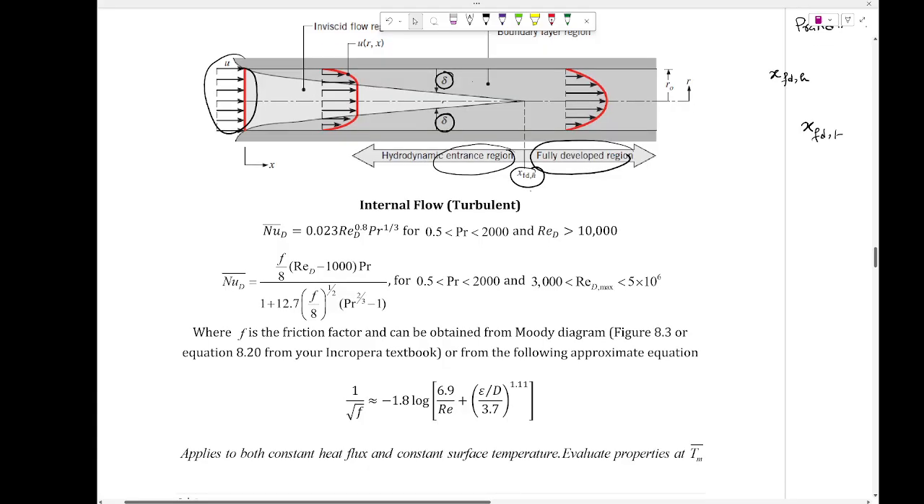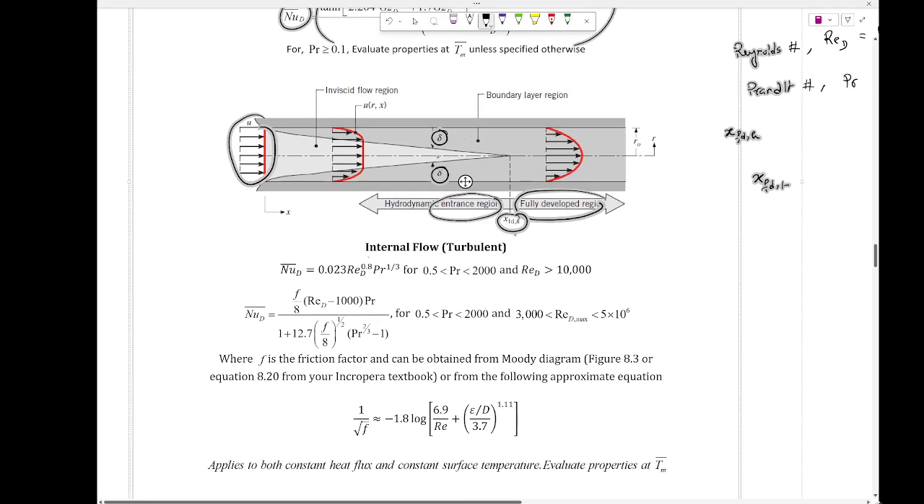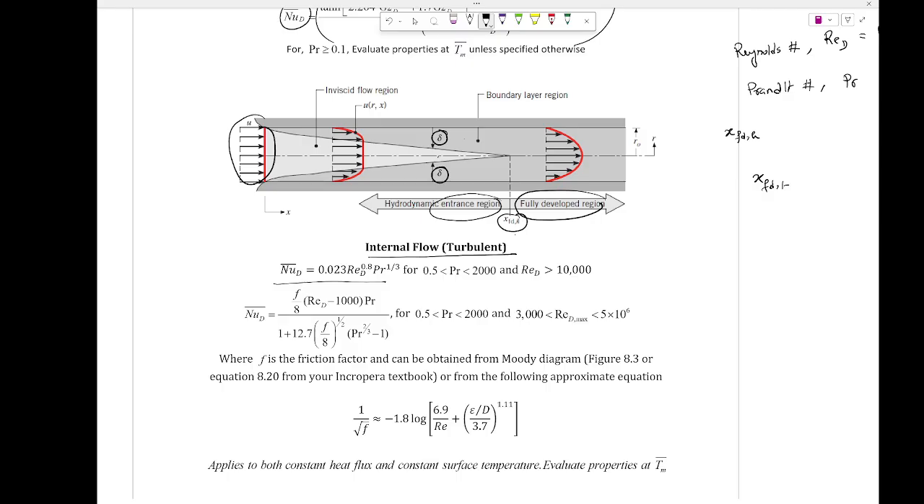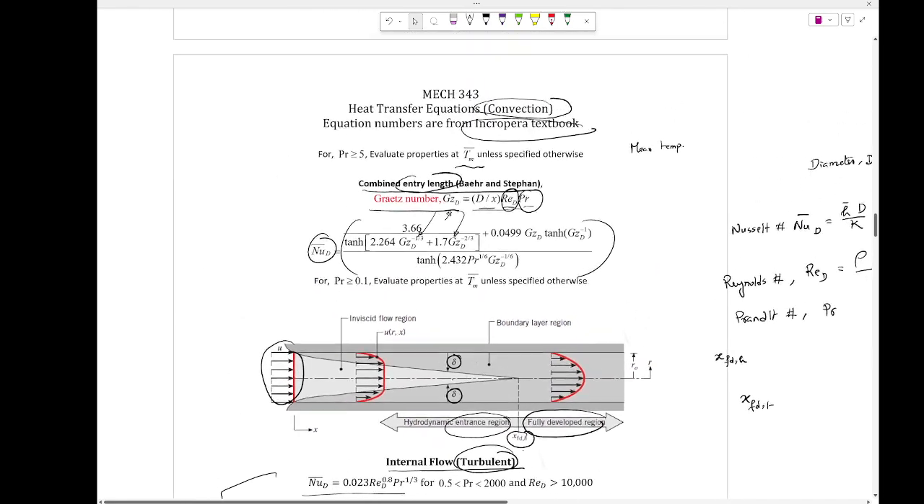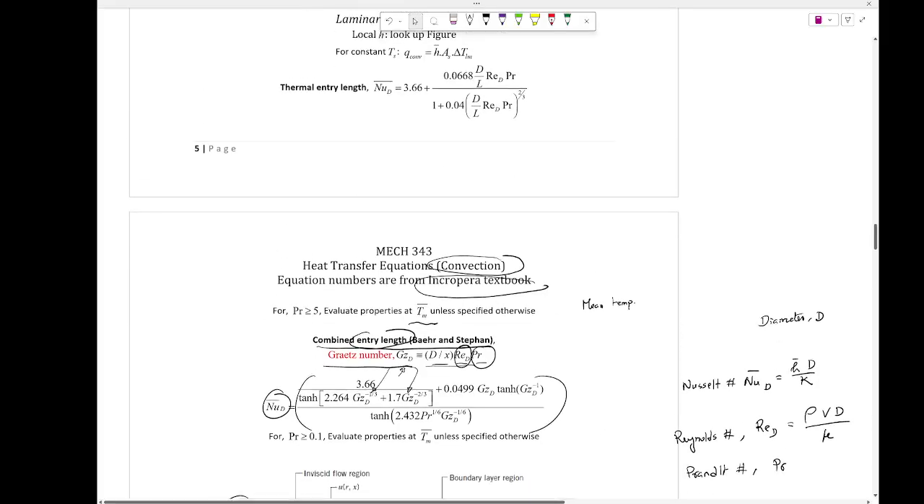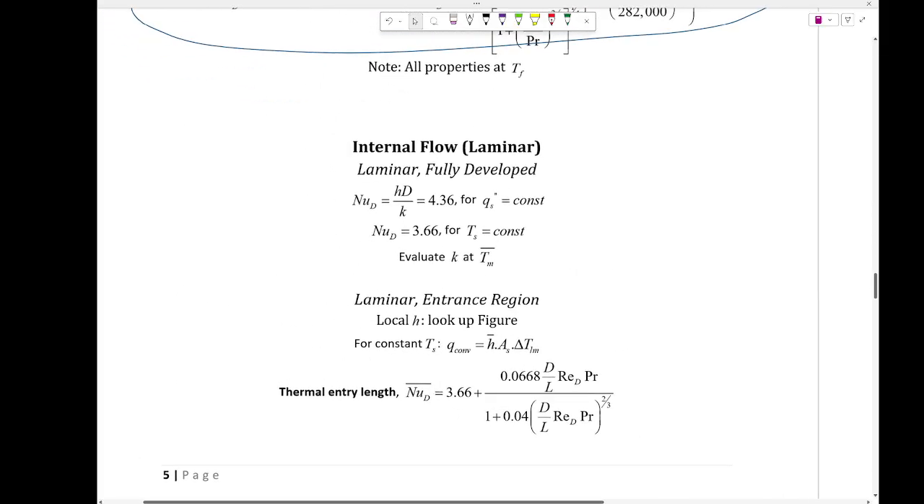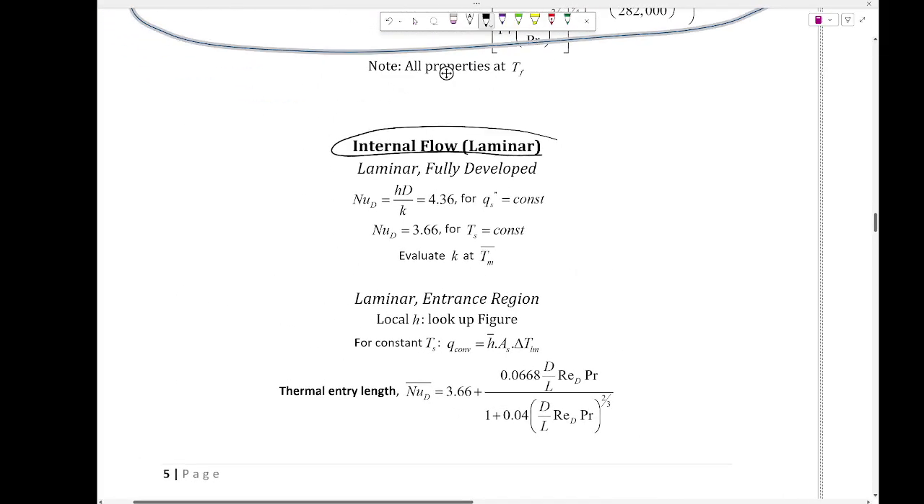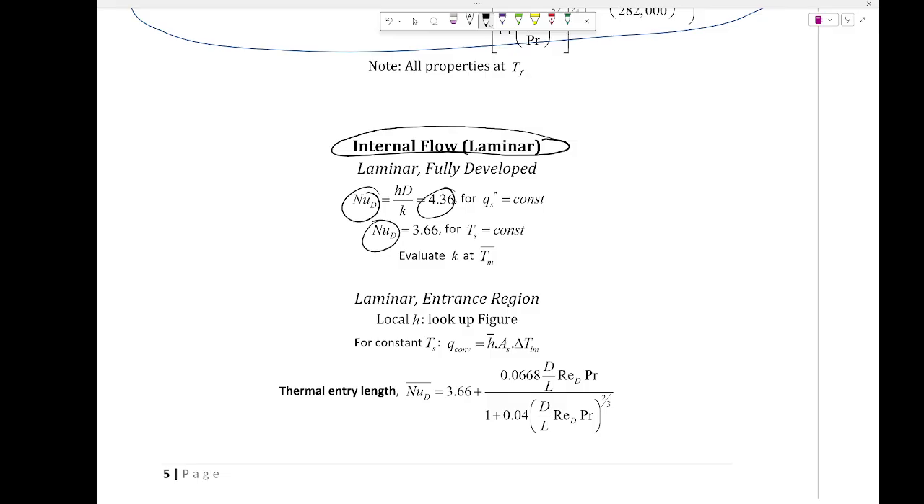Okay. So internal flow. In internal flow here, you have this Nusselt number equation for turbulent. Now that's where I usually lose some of the students. So there is this laminar equation somewhere as well. Yeah, this is the internal flow. Let me highlight that. That's the laminar equation. Now, that's where I sometimes lose a student as well.